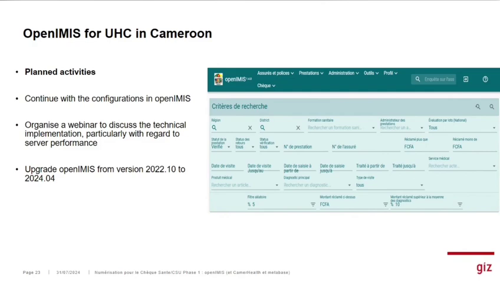And the third part, the biggest part we are planning this year, is to upgrade openIMIS. Until today, we were still using the 2022.10 version of openIMIS. So we are planning to upgrade openIMIS to the 2024.4 version.